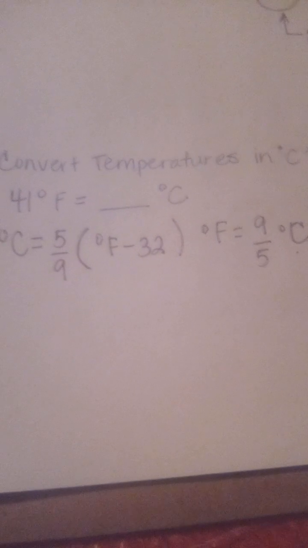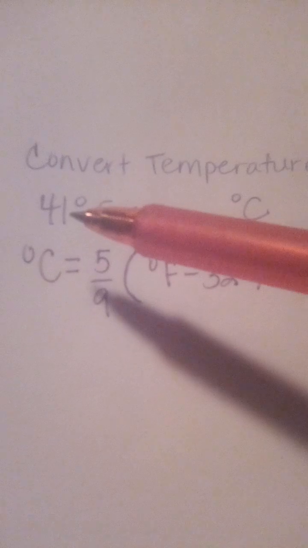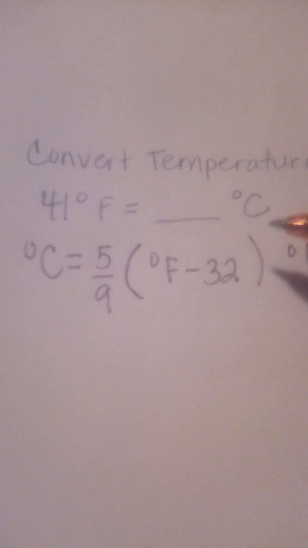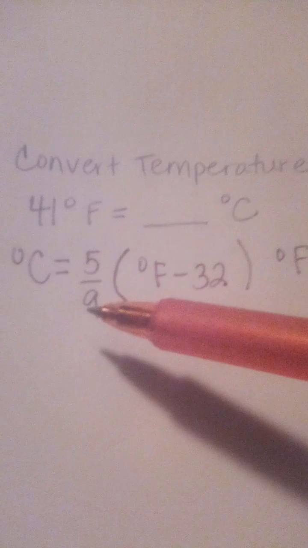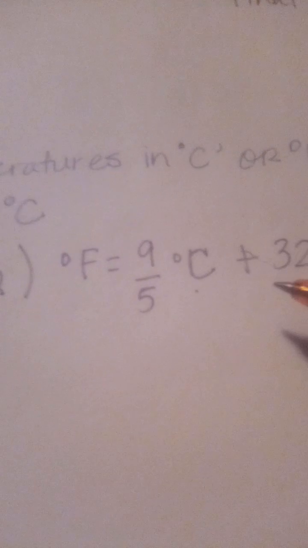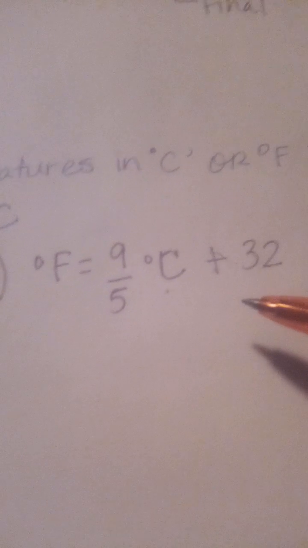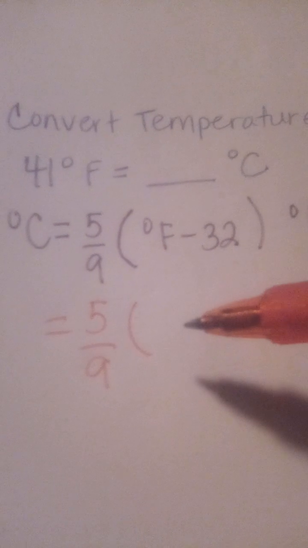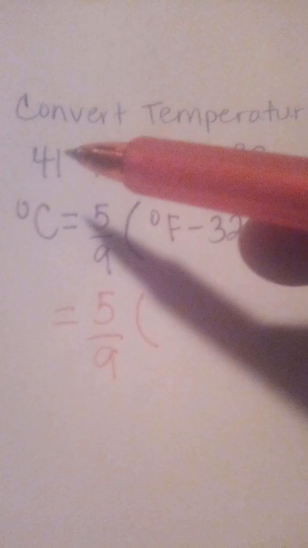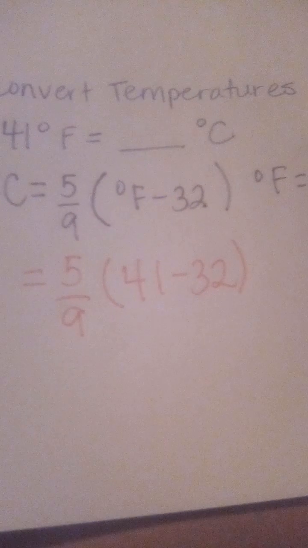All right, now we are trying to convert 41 degrees Fahrenheit to Celsius. Which formula will we use, the Celsius or the Fahrenheit? The Celsius, right? My mistake. The Celsius. So we're going to have C equals 5/9, open parentheses. What is the Fahrenheit? What number? 41, right? 41 minus 32. All right. So far, so good.